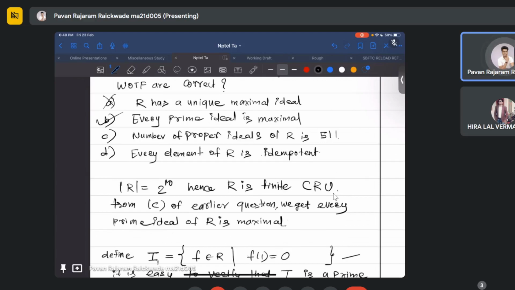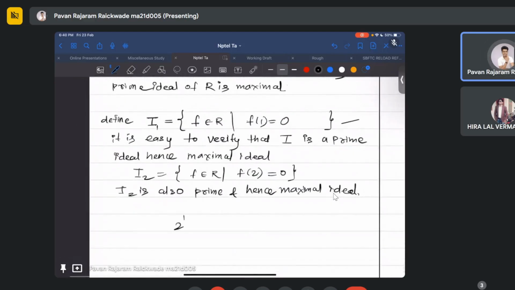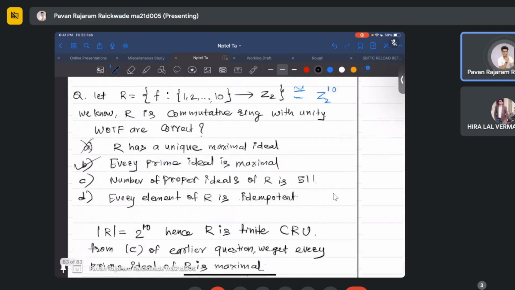So every element forms an ideal, right? As you know. Now, how many elements are there? 2 raised to 10. So except for the unity, you have a proper ideal. That means how many proper ideals will be there? 2 raised to 10 are the total number of elements, minus 1, which is the unity. And each element will create an ideal, and all are proper ideals, right? So the number of proper ideals is 2 raised to 10 minus 1, which is not the same as 511, and this is wrong.